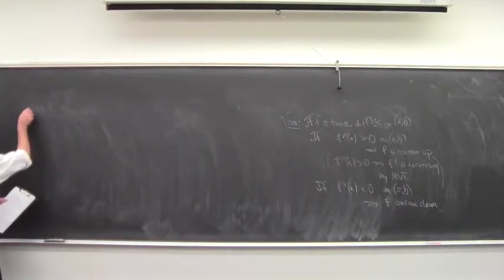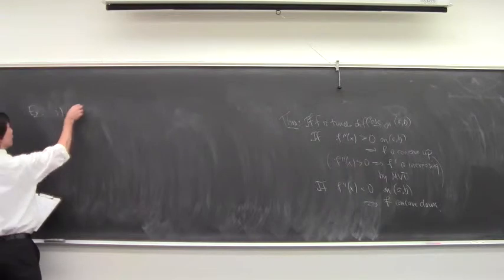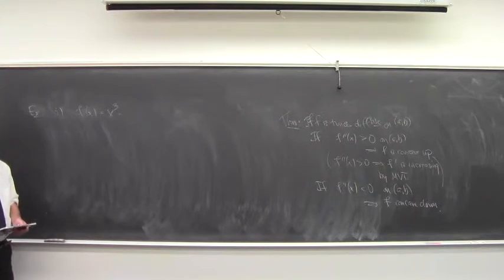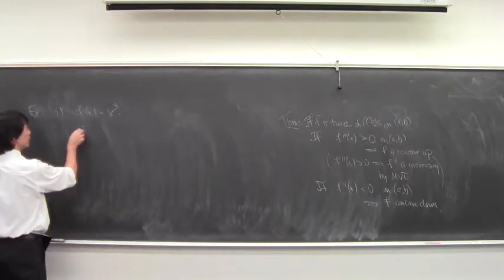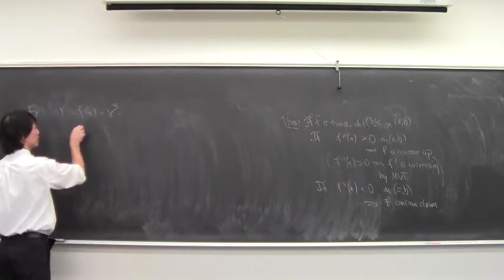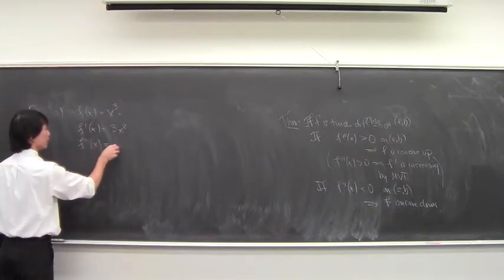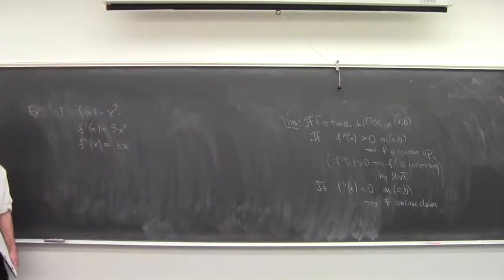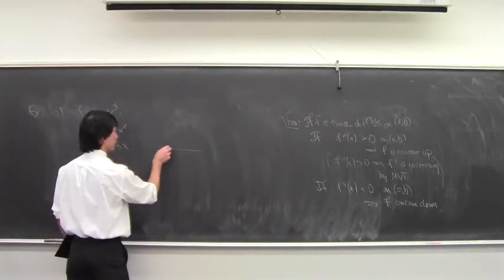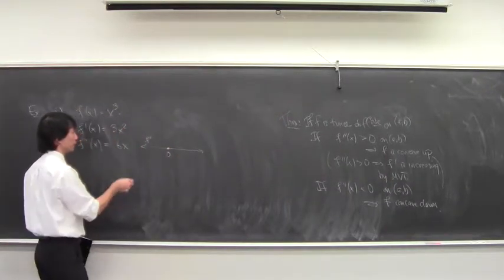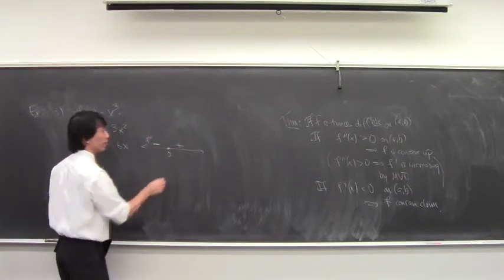Okay, so some simple examples, right? A trivial example to start off with: f of x is x cubed. You take the first derivative, you get 3x squared. You take the second derivative, you get 6x. So the second derivative is 0 at 0, and it's negative before and positive after.